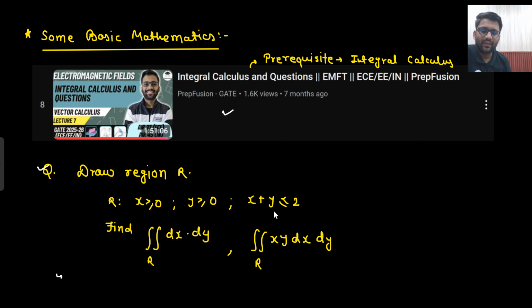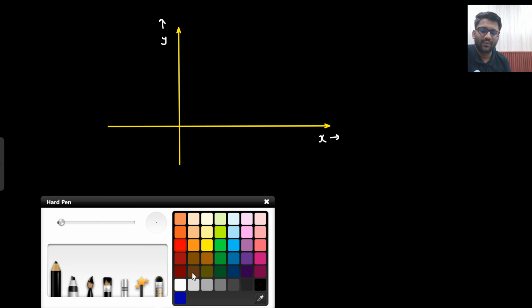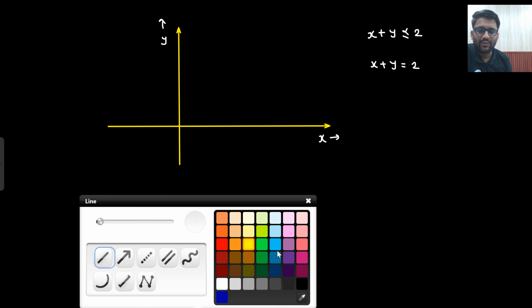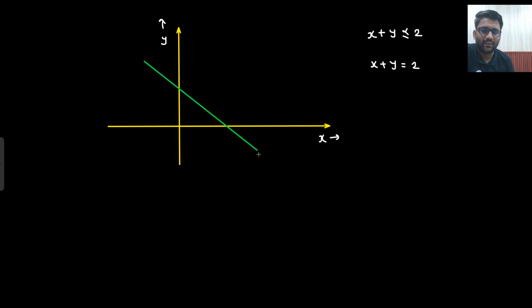Now second, what they have given, x plus y less than equals to 2. So the other inequality is x plus y should be less than or equals to 2. How to solve these kind of problems? What you will do is first make this line. Forget about the inequality. First you make this line, x plus y equals to 2. So how will this line look like? This is how the line will look like.